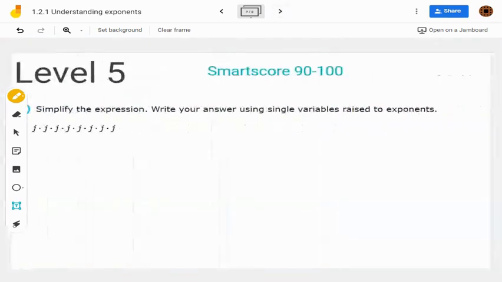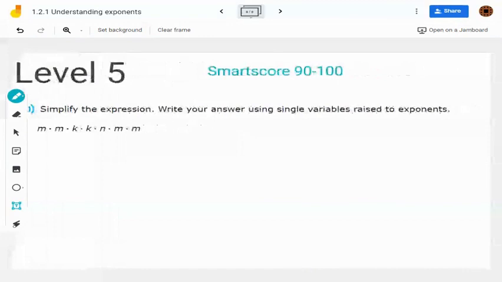And a level 5 problem, very similar. It is j's though, so it's a variable. So again, we count it: 1, 2, 3, 4, 5, 6, 7, 8. So that's j to the 8th power. And there's another level 5 type of problem. Let's take a look at that real quick.